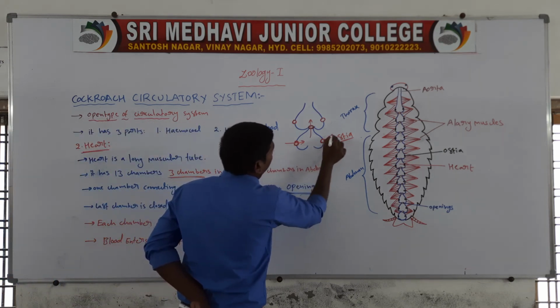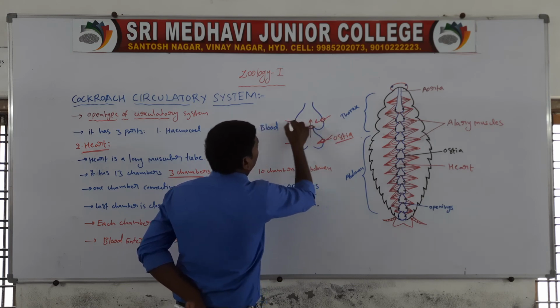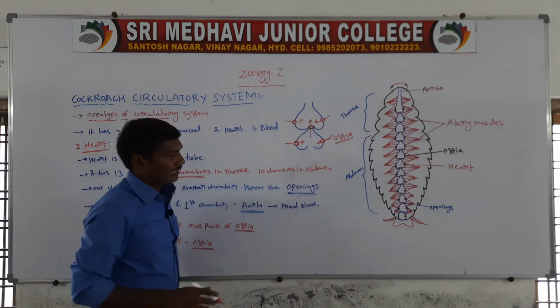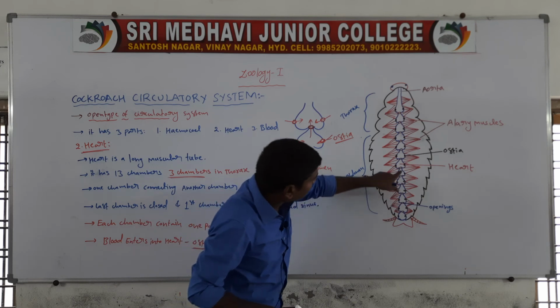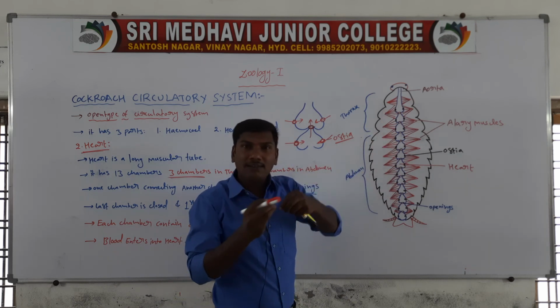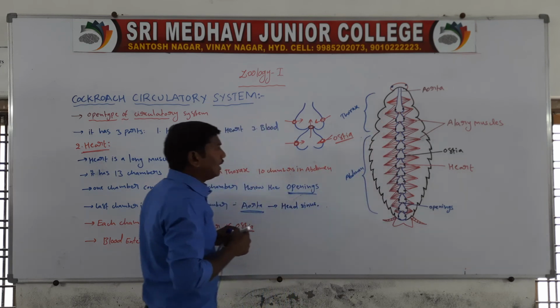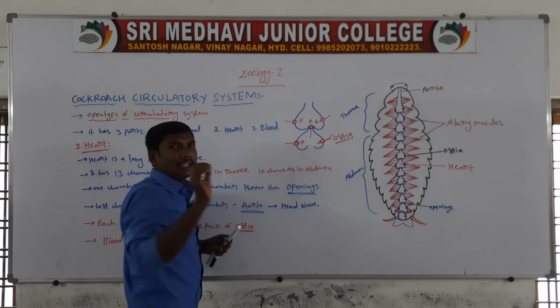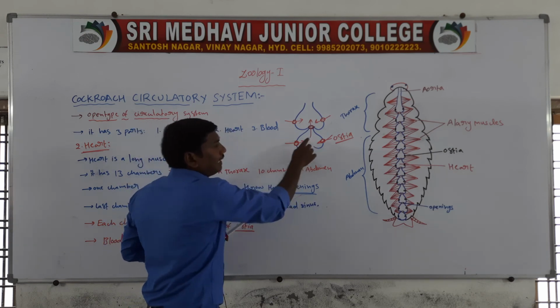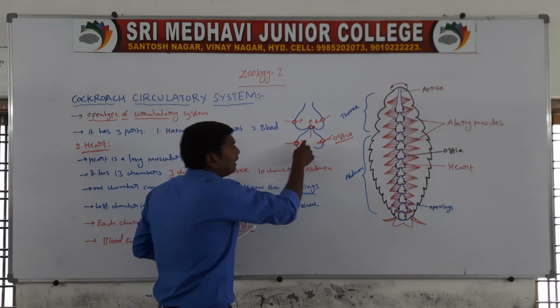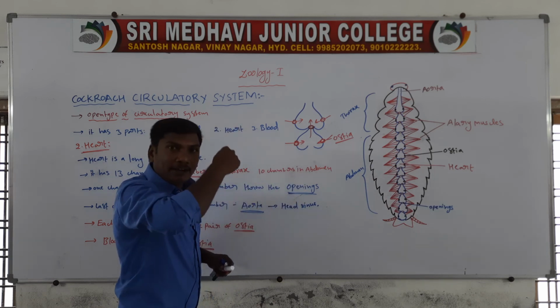These are the blood flow. Blood enters through the ostia. All the chambers contain one pair of ostia. They are valvular ostia. A valvular function allows flow in only one direction, from outside to inside. The blood does not flow backward; only one way is allowed.